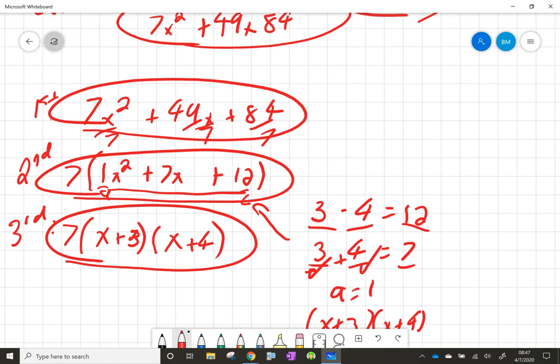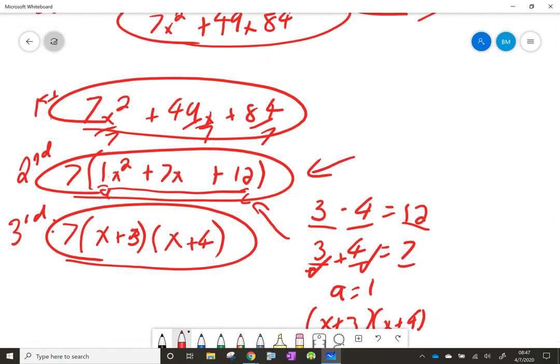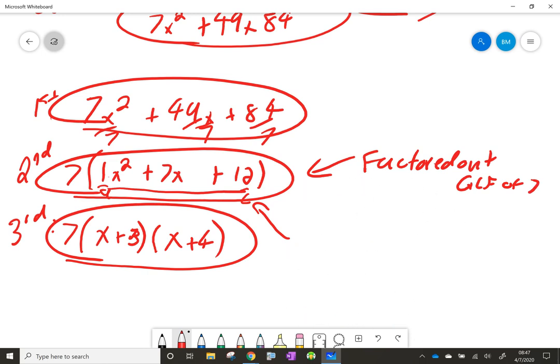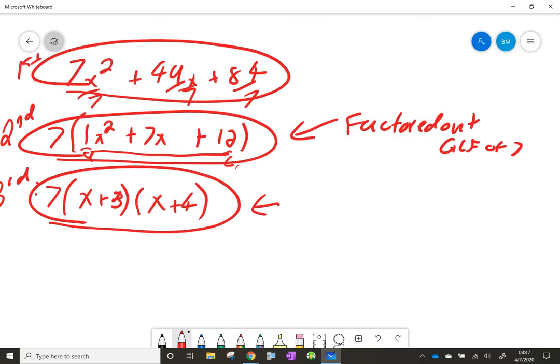As far as explaining, I would write my explanation for this. I would say factored out GCF of 7. And then on my final form, my final explanation for this one, I would say factored x squared plus 7x plus 12.